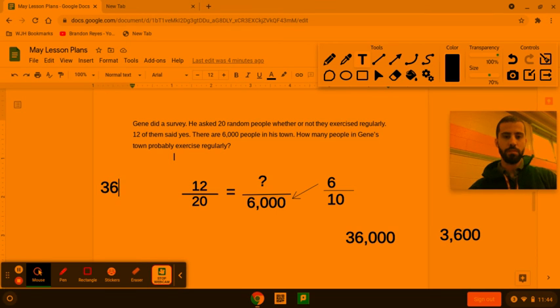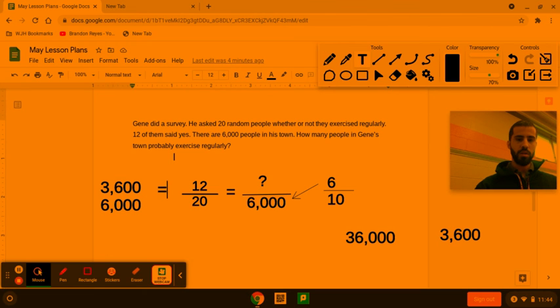I like to put that on top of there and then say, okay, does that seem like it's going to be an equivalent fraction to 12 over 20? That's my question. And I would say, yeah, that seems like it's more than half, so it's more than 10, but it's not a ton more. Yeah, that seems about right. So 3,600 people in Gene's town probably exercise regularly.